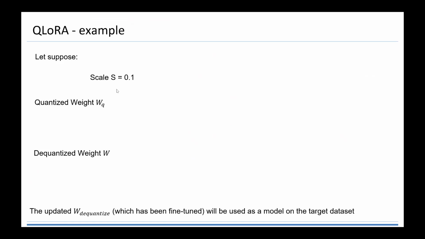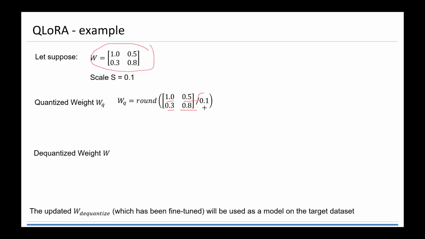So let's suppose S equals 0.1. Let's say I have the weight values, and I use the same weights from the previous example. The quantized weight means the weights that we have, which are 1.0, 0.5, 0.3, 0.8, divided by S. S is 0.1. Then we can get the values like this one. So the float values now become integers.